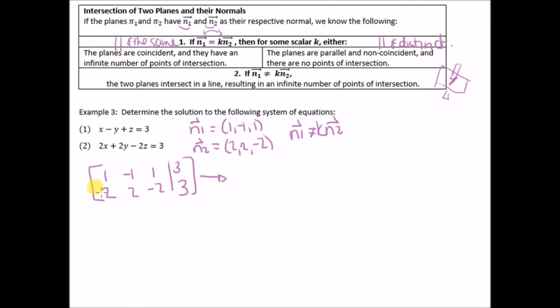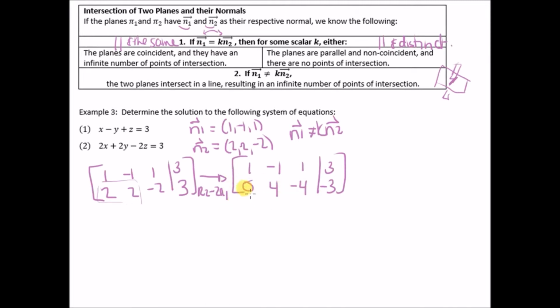Okay, so let's get, as best we can, zeros in this bottom left corner. So I'll rewrite 1, -1, 1, and 3. We probably don't even need to touch that, but let's go ahead and do row 2 minus 2 of row 1. So 2 minus 2 is 0. 2 minus -2 is 4. And -2 minus 2 is -4. And then we have 3 minus 6 is -3. Okay, and this is all we can break this down to.